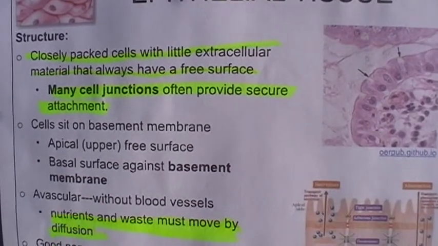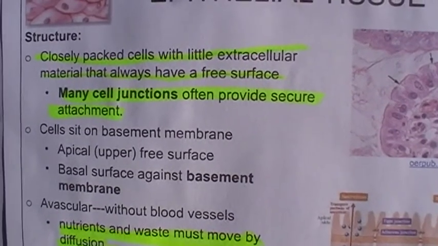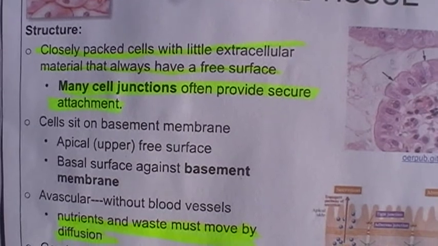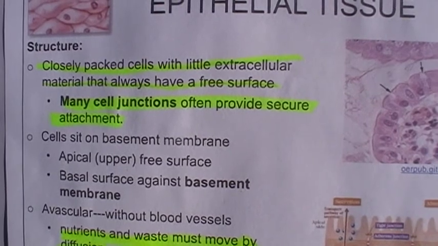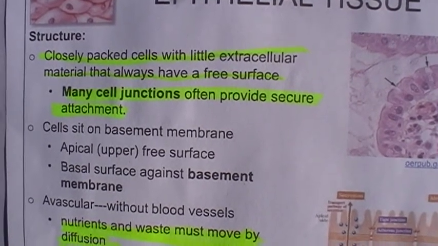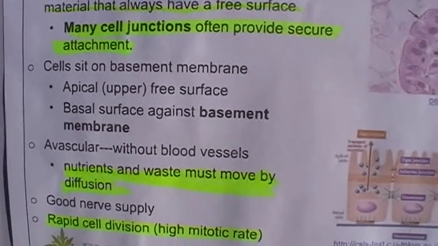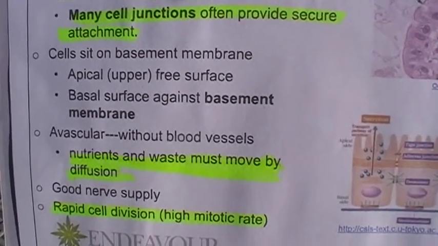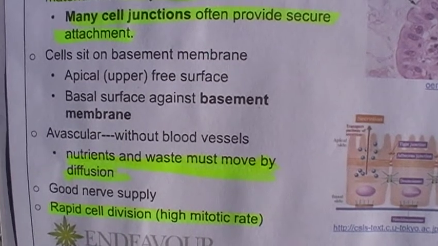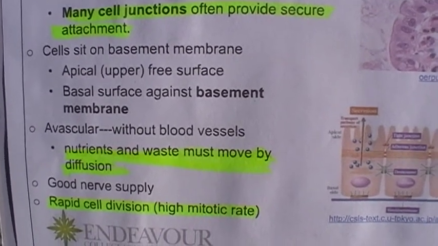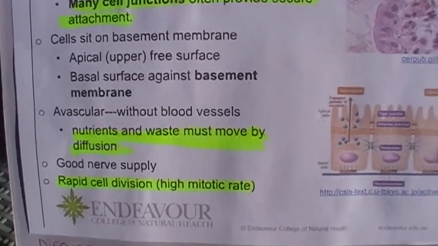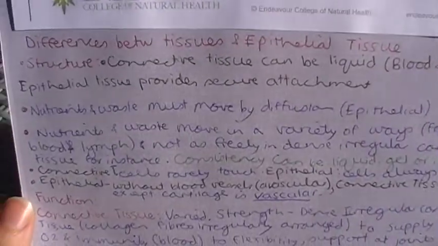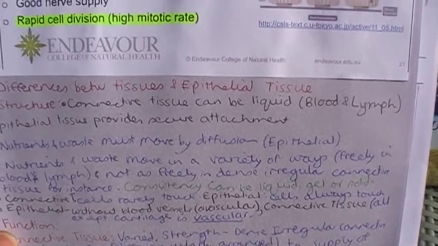The epithelial tissue has many cell junctions to provide secure attachment, and it's packed with very little extracellular material. The only way nutrients and waste can move is by what? Diffusion. Is there a high or low mitotic rate? What are some differences between connective tissues and epithelial structures?